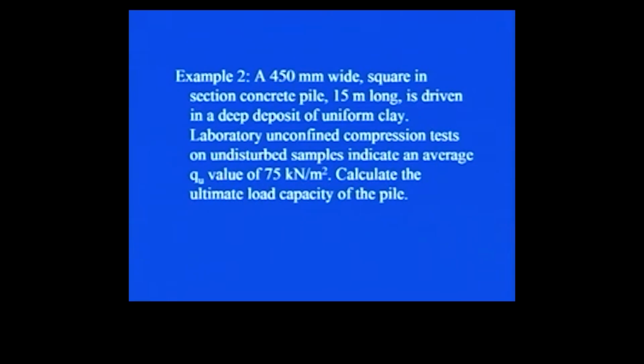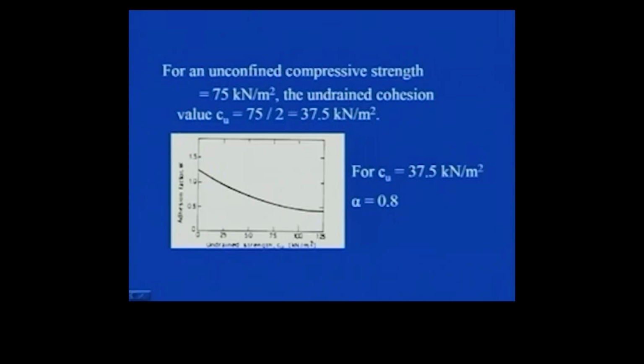So, here unconfined compression tests have been conducted on undisturbed samples, and they resulted in this Qu value, that is the unconfined compressive strength, equal to 75 kilonewton per meter square. This will give you the value of undrained cohesion. For an unconfined compressive strength of 75 kilonewton per meter square, the undrained cohesion value, which is Cu, will become half of this, which is 37.5 kilonewton per meter square.